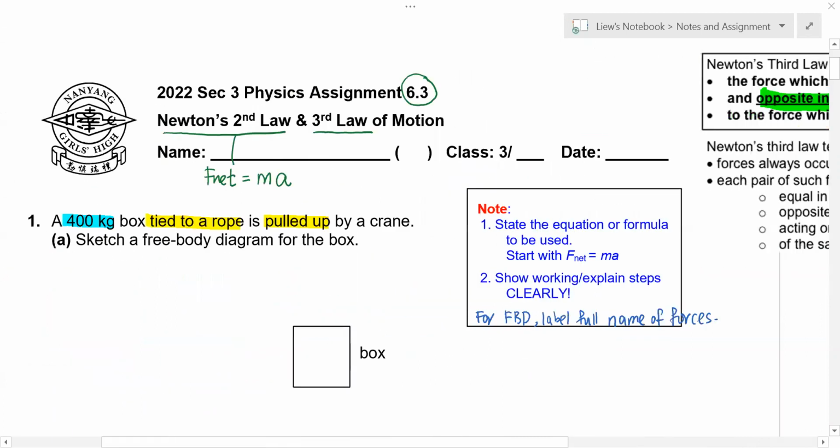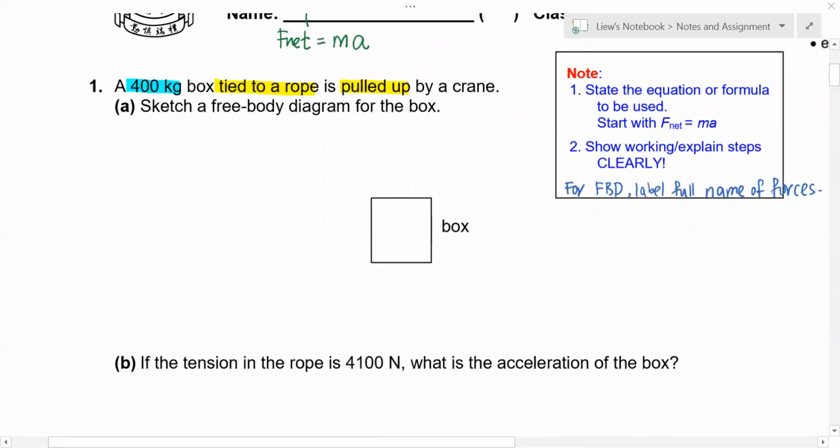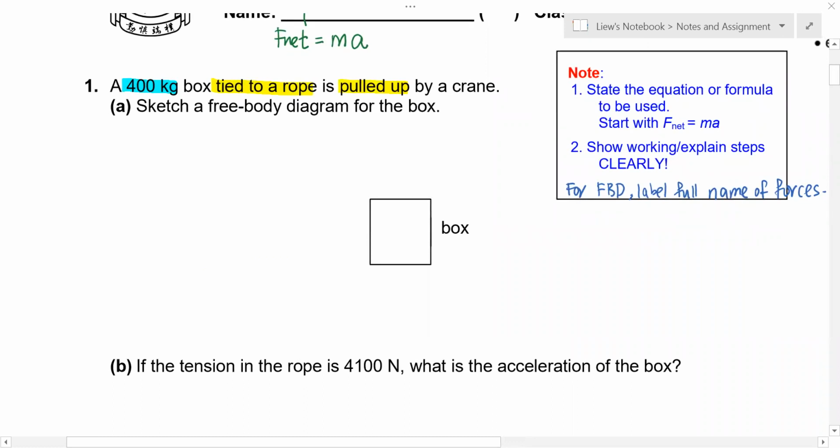So let's look at question 1. In question 1, you have a 400 kg box that is tied to a rope and is pulled up by a crane. When you have a rope, there should be tension in the rope if the rope is taut, T-A-U-T. So if you're pulling the box up, we expect the box to experience a tension in the upward direction. So go ahead and draw the tension in the upward direction. We'll let it start from the point of contact between the rope and the box.